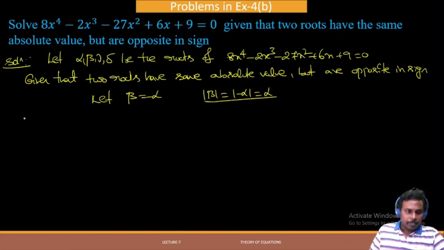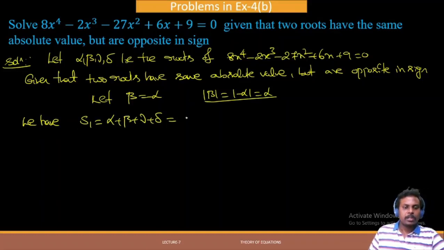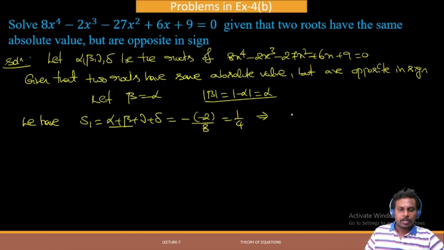So we have the following relations. S1 is equal to alpha plus beta plus gamma plus delta. This is equal to minus of minus 2 divided by 8, that is equal to 1 by 4. Now this alpha plus beta becomes 0. So 0 plus gamma plus delta is equal to 1 by 4. You call it as equation 1.